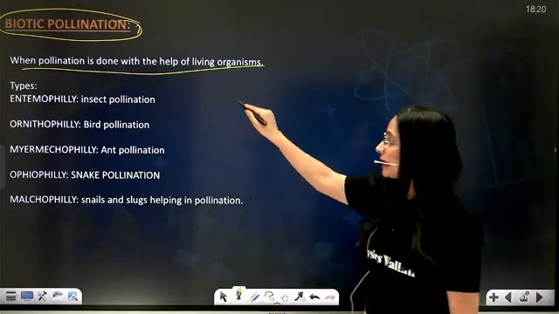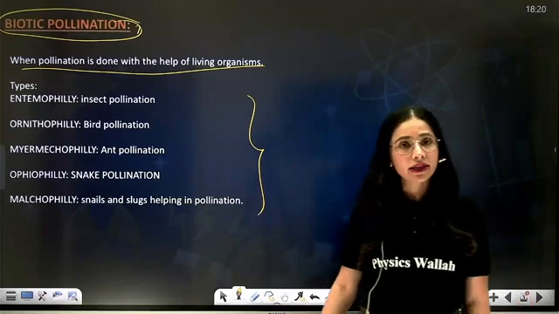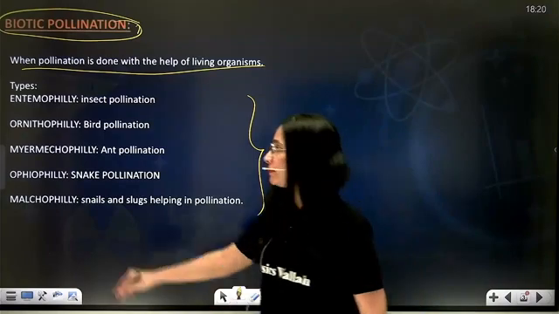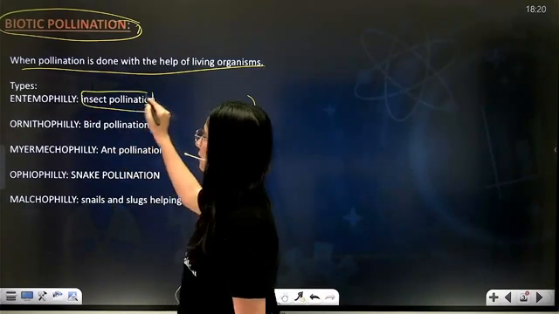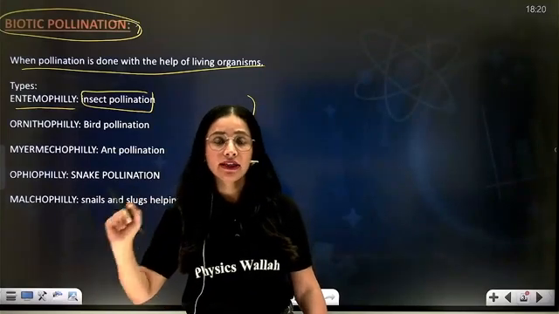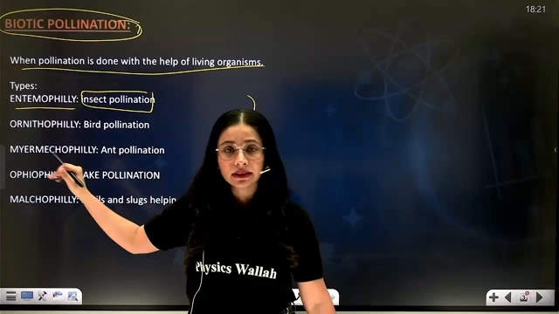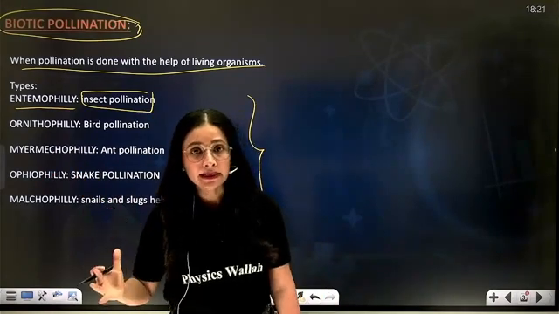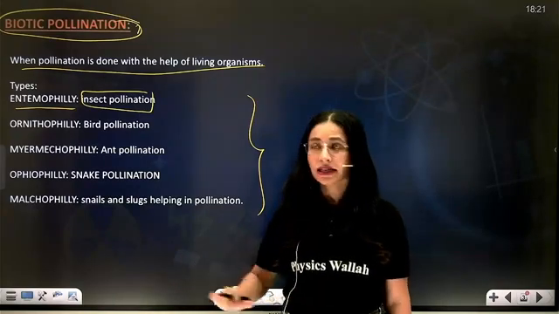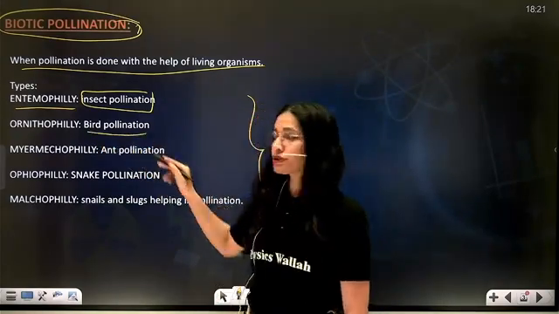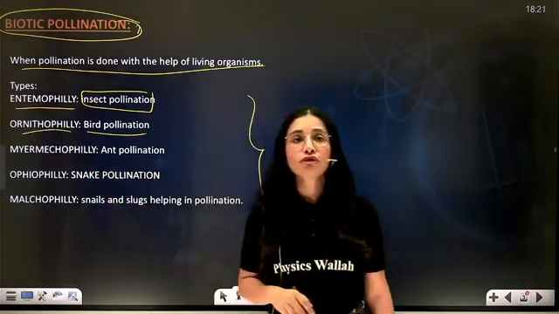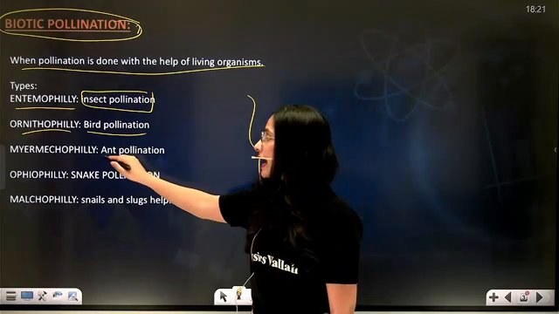Now, some technical terms for biotic pollination I have written. You should know all of them. It should be there in your brain. First, insect pollination is known as entomophily. Like you have seen hydrophily, like you have seen anemophily, similarly entomophily means pollination is done via insects. Correct? Next, bird pollination. Bird pollination is technically called ornithophily. Right?